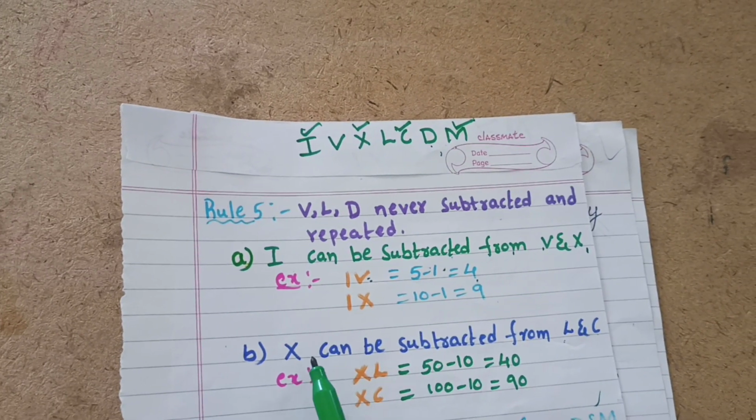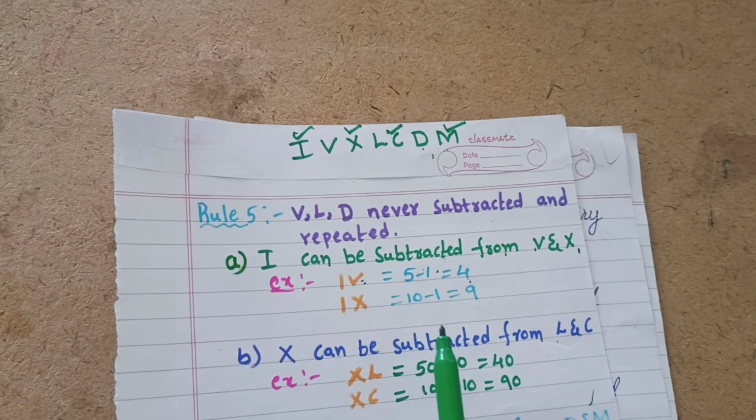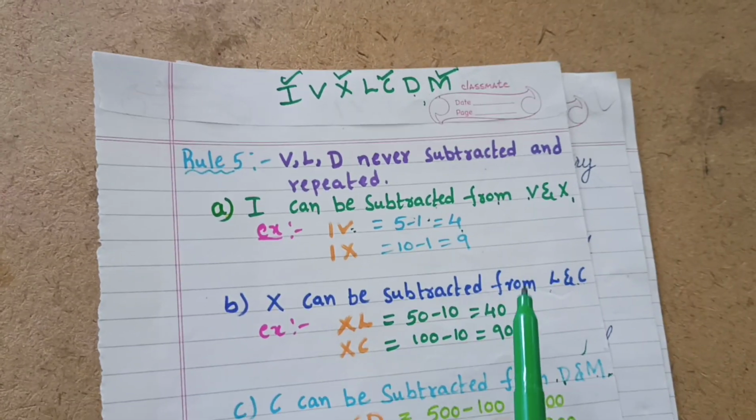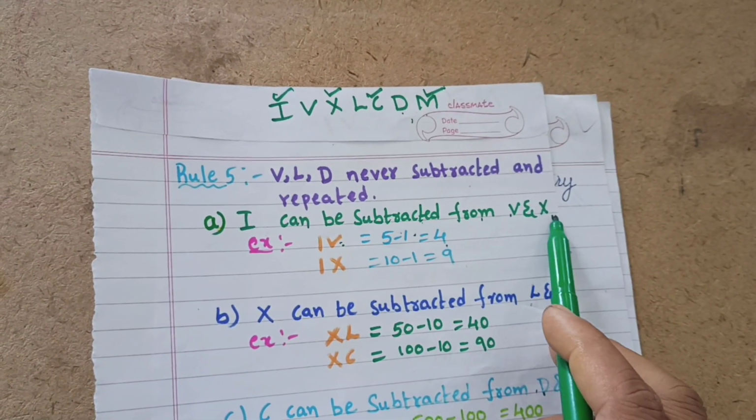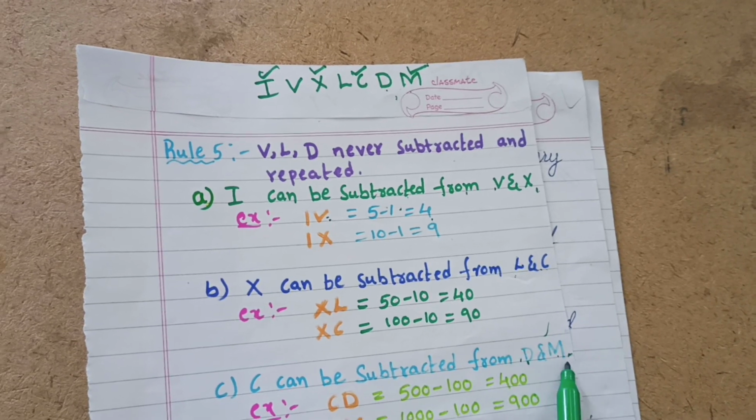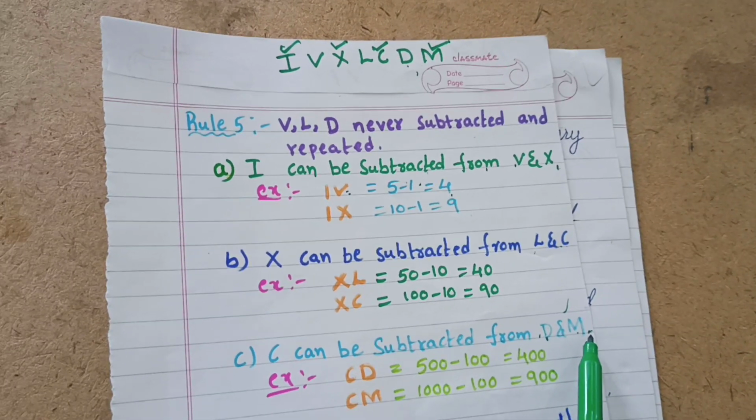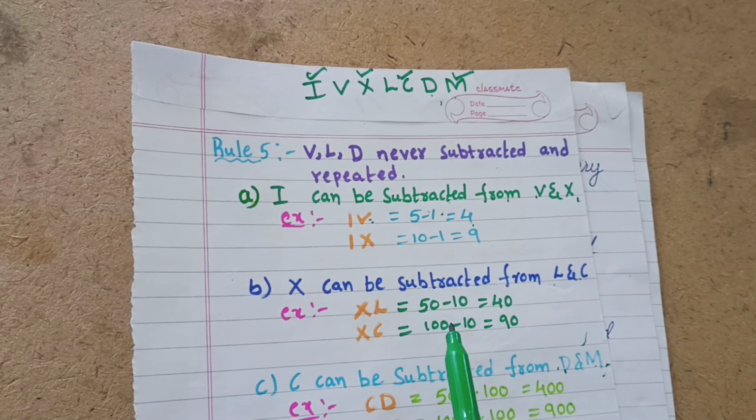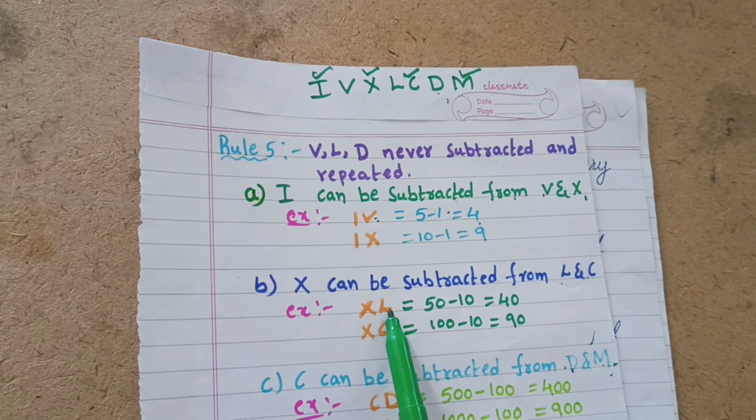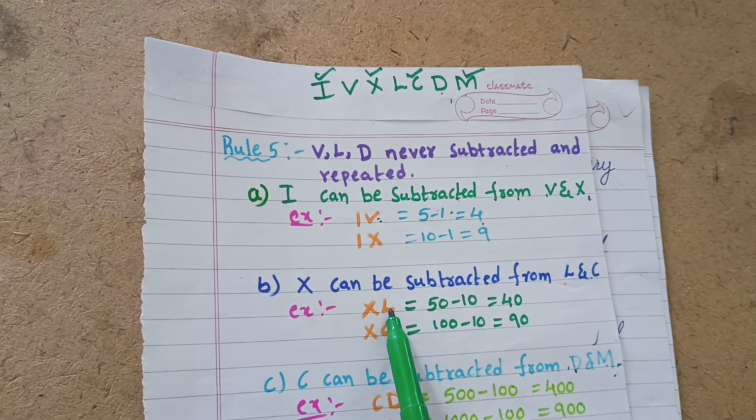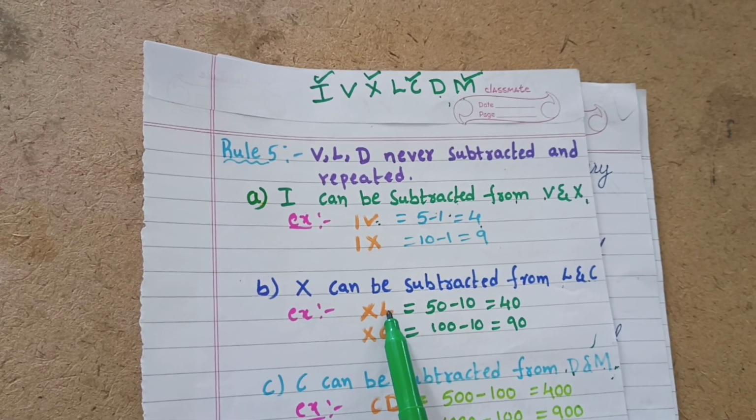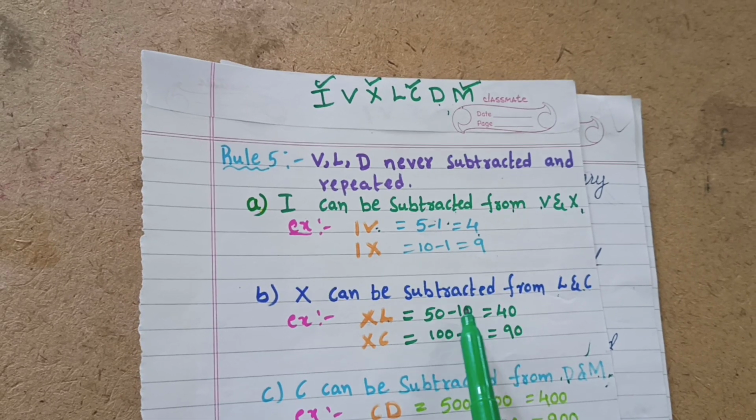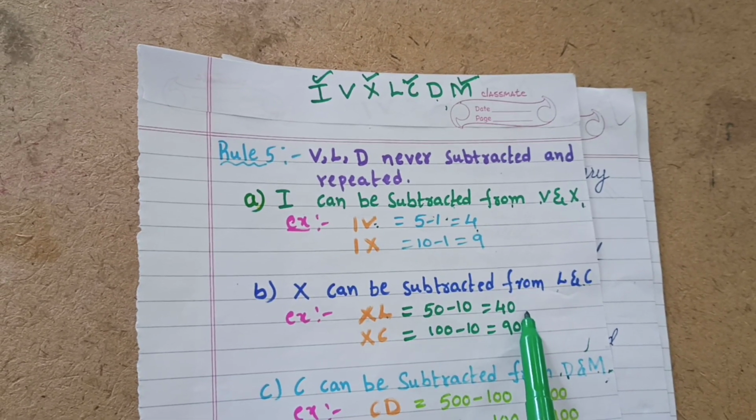Now, see, X can be subtracted from L and C. But X cannot be subtracted from V, X, D and M. Remember these points, children. Second one, X can be subtracted from L and C. XL. Here X is 10, L is 50. So this is smaller, this is greater. The smaller number should be subtracted from the greater value. So 50 minus 10 is 40.